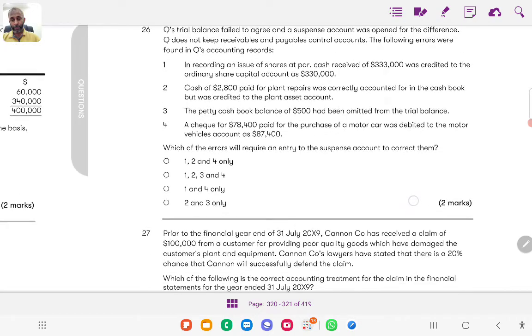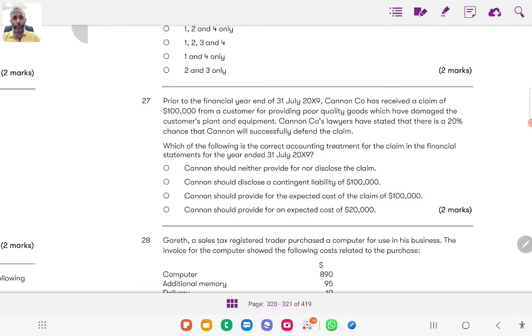Let me move on to question number 27. Prior to the year end 31st July 2019, Canon Company has received a claim of 100,000 from a customer for providing poor quality goods which have damaged the customer's plant and equipment. Canon Company's lawyers have stated that there is a 20% chance that Canon Company will successfully defend the claim. This question relates to provisions and contingencies, which includes contingent liabilities and contingent assets, IAS 37.